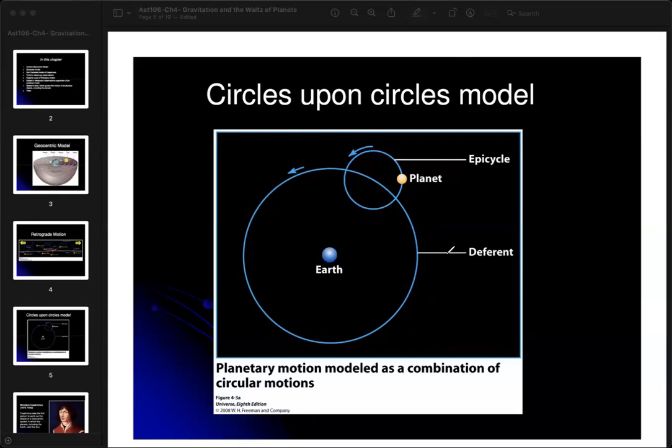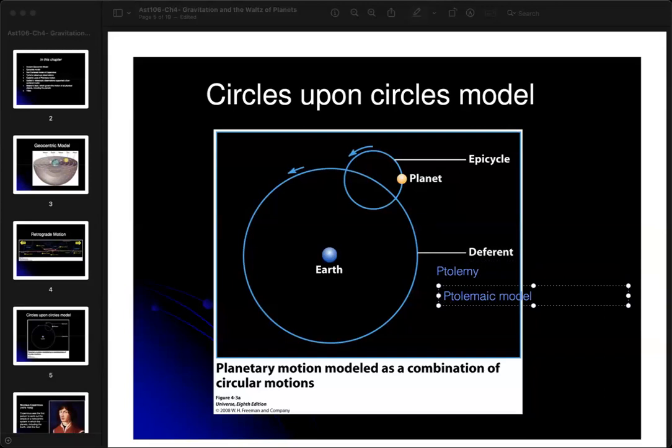This model is also called the Ptolemaic model. An ancient astronomer, Ptolemy, had come up with this. This is the name, Ptolemy. And so this model was called the Ptolemaic model. And for almost 2000 years, there was a very strong belief that this is correct.